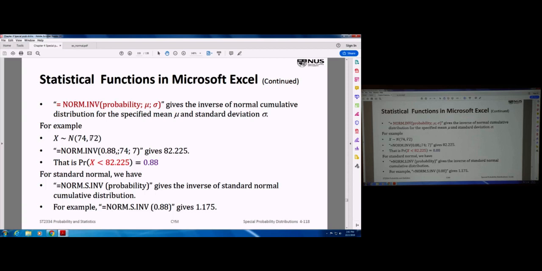More precisely, for example, if x is normal 74, I think he means 7 squared. He's made the same mistake here. This is 7 squared, not 72. Then normal inverse 0.8874, 7 gives you 82.225. And what that means is the probability that x is less than or equal to 82.225 is 0.88. That's what I was trying to do with this curve here. I was just trying to illustrate it using symbols. If you want to do this for the standard one, you just do normal dot s dot inv, which basically means zero mean, unit variance.